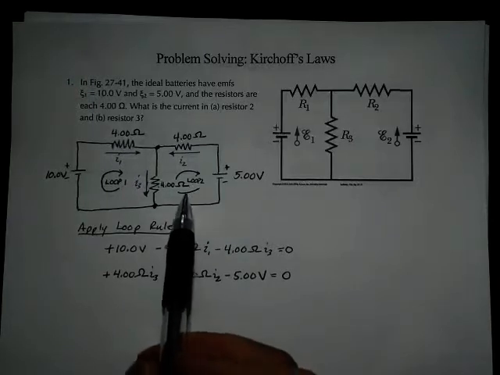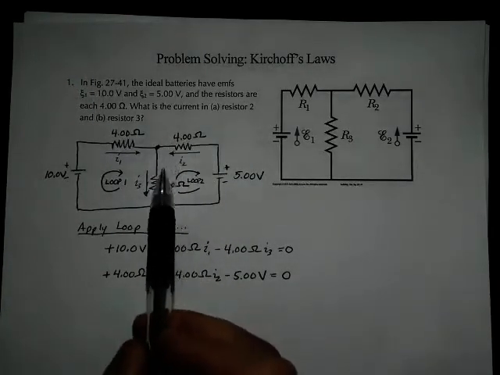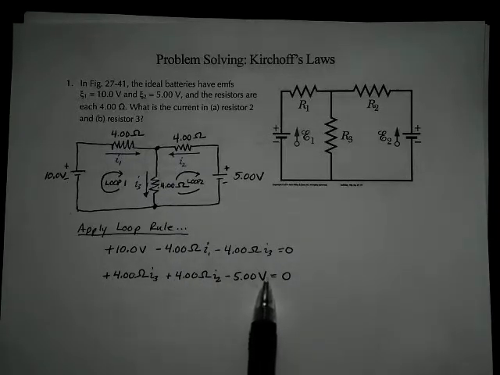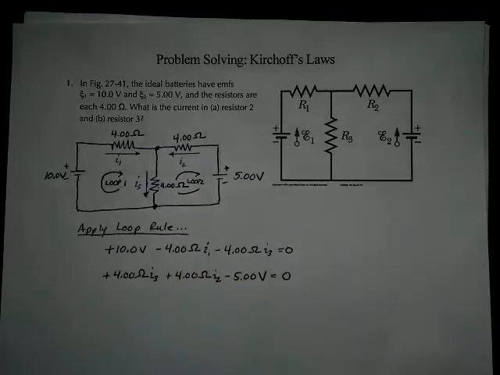Now I could have chosen to go around this loop in the opposite direction. I'd then have a plus 5 and a minus 4 times I2 and a minus 4 times I3. But that's what you get if you just take this equation and multiply everything by -1. So really that's not a different equation. All right, I can also apply the loop rule to the whole perimeter, but it turns out that equation is not unique from the first two. It's basically what you get if you add these two equations together, so I'm not going to bother do that.